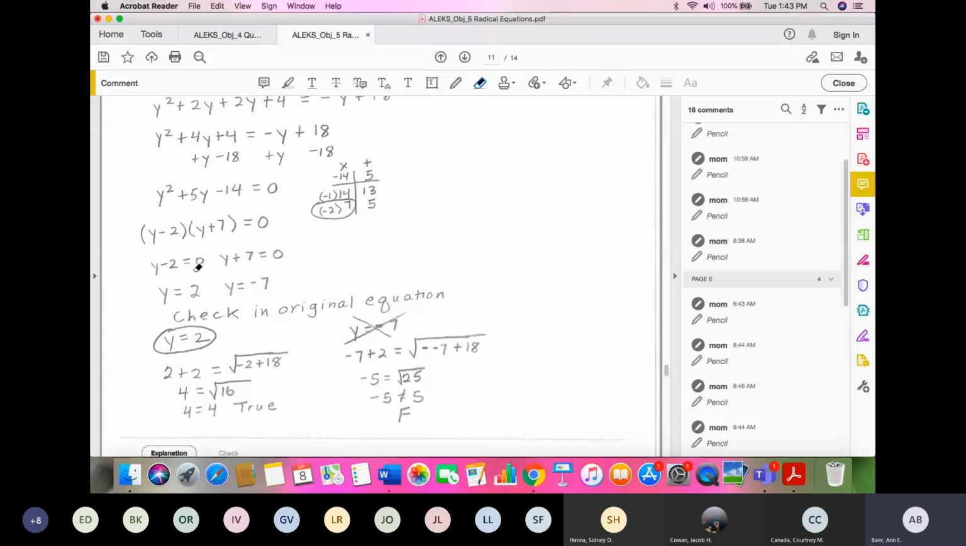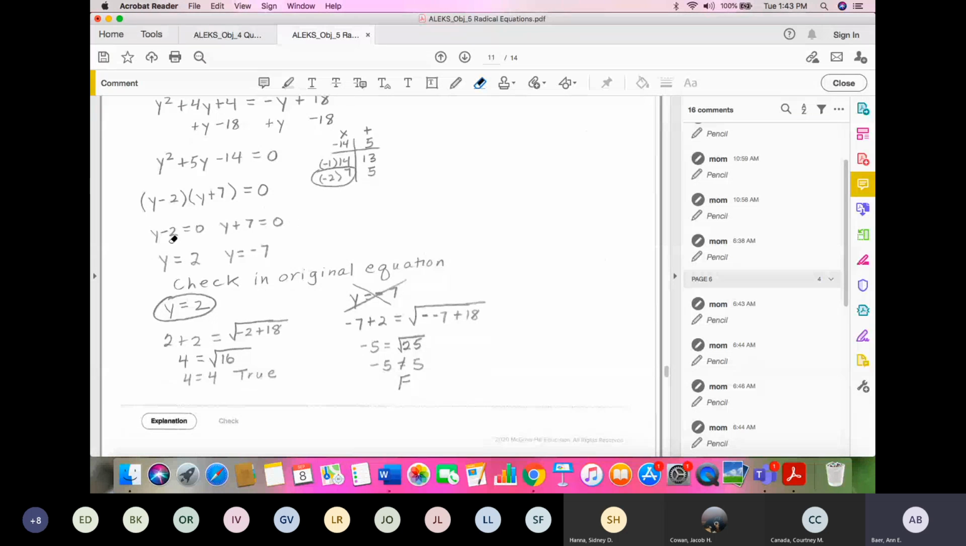Y minus 2 equals 0. Y plus 7 equals 0. We solve for y. Add 2 to both sides. We get y equals 2. Subtract 7 from both sides. We get y equals negative 7. Now we want to check these guys. We want to check our possible solutions. These are possible solutions at this point. No guarantees whatsoever.